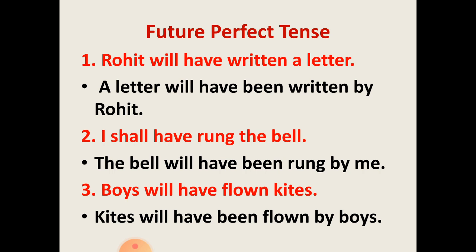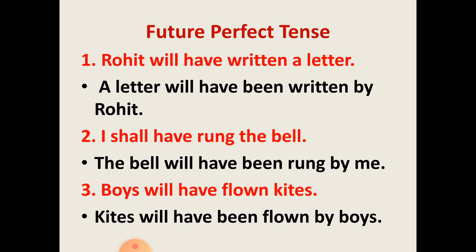Now, future perfect tense. Rohit will have written a letter. So it is: a letter will have been written by Rohit. Simply we are to add been, B-E-E-N. The third form of verb we are already using, right? Second sentence, I shall have rung the bell. The bell will have been rung by me. And third sentence, boys will have flown kites. It is: kites will have been flown by boys.